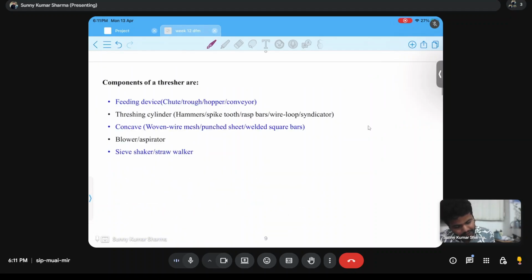So next thing is components of a thresher. Talking about the components of a thresher, first is the feeding device, second is the threshing cylinder, third is the concave, fourth is the blower or aspirator, and fifth one is the sieve, shaker, or straw walker. And feeding devices are also of many types: chute type, trough type, hopper type, conveyor type.